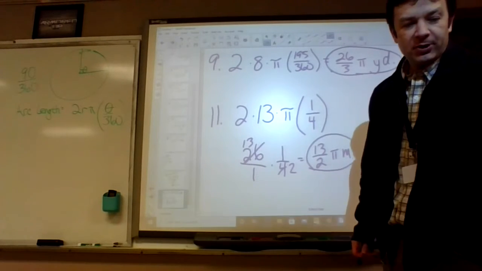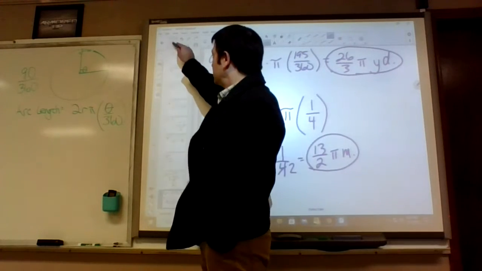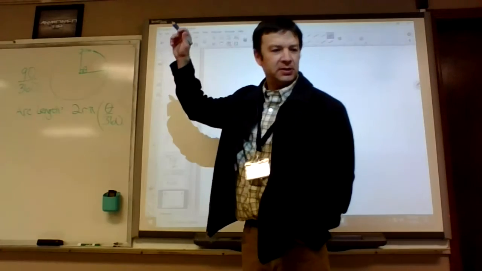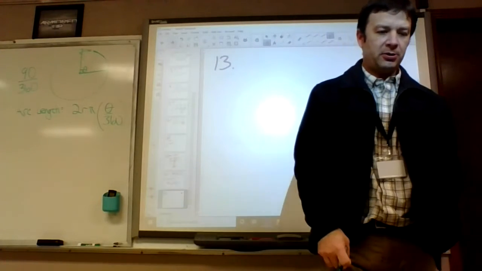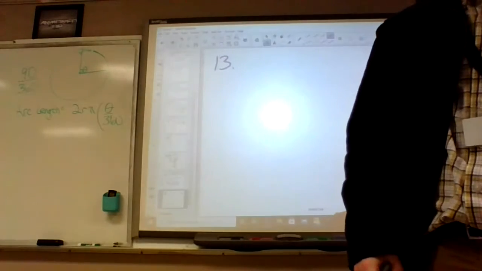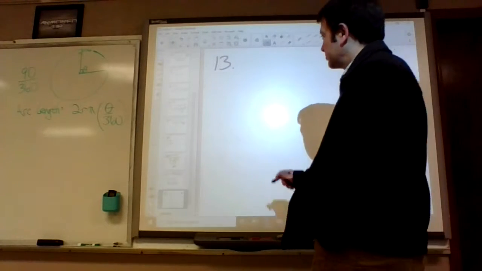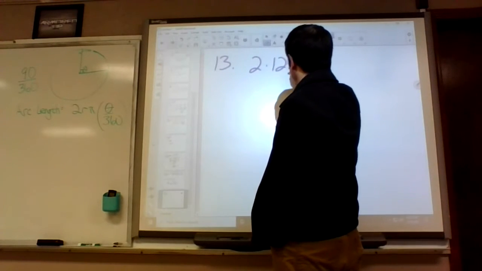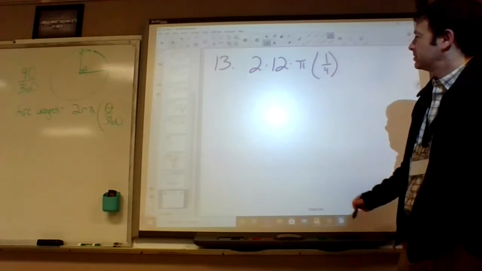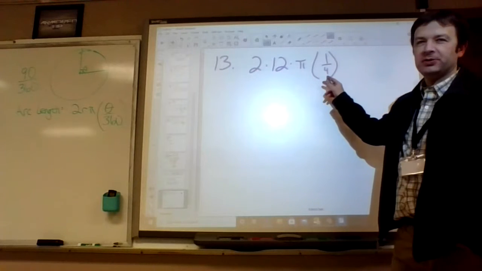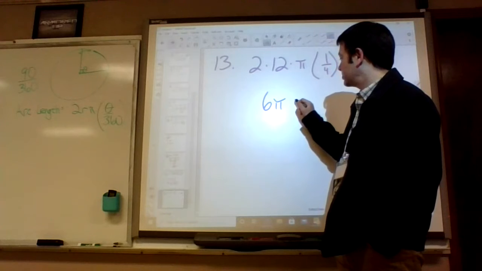All right, so you guys tell me, what should we plug in for number 13? Almost identical, isn't it? Should have changed it up a little bit. Kale, what should we plug in for 13? 2 times 12 times pi times 1/4. Okay. 2 times 12 is 24. What's 24 divided by 4? 6. 6 pi. Whoa, that's weird.